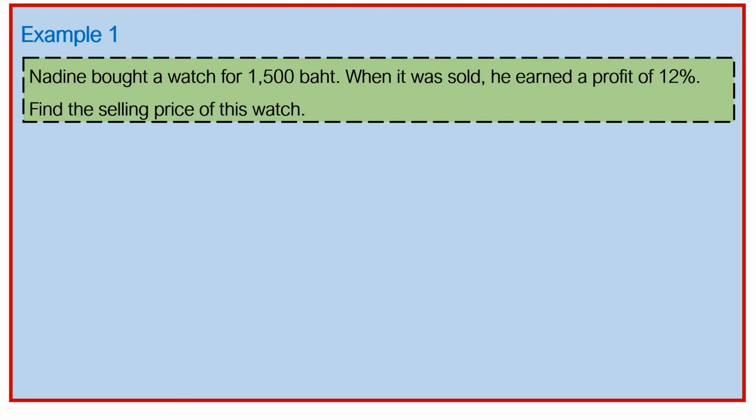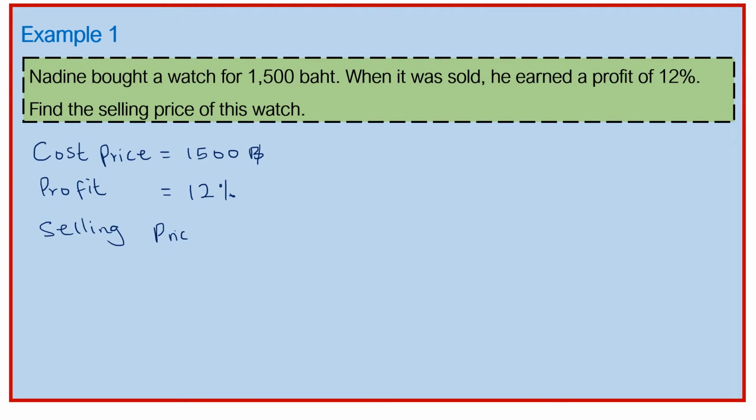Okay, now this is what we have. We have the cost price, which is 1,500 baht. Then we have the profit. Profit, it is 12%. Then we need the selling price. Let it say that it is X.